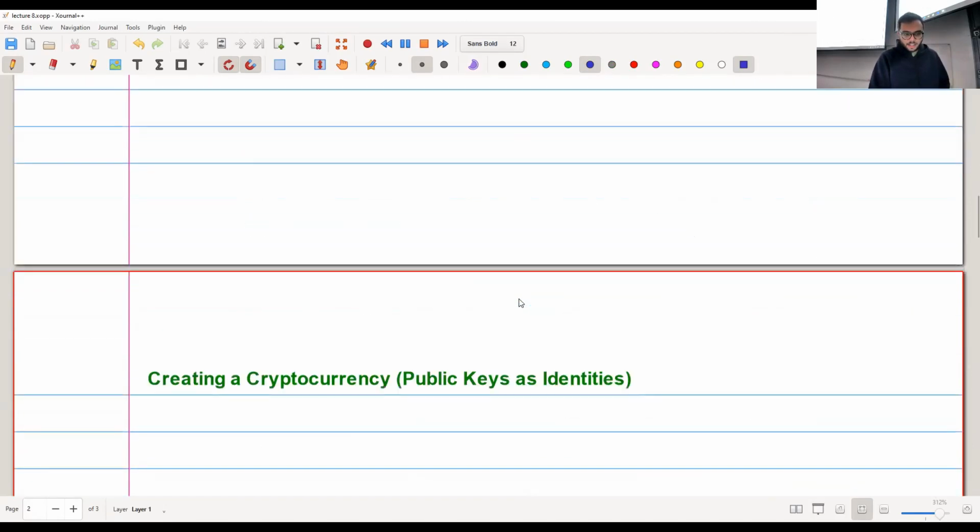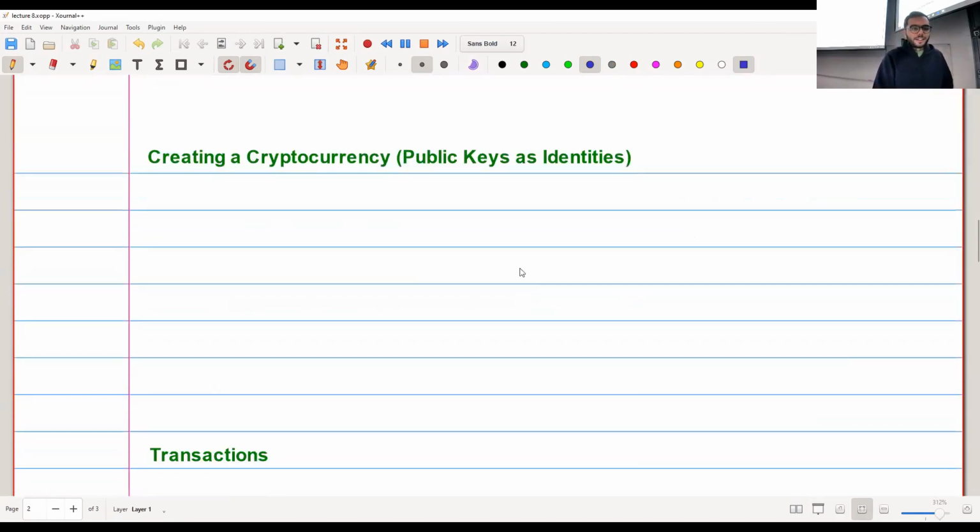Okay, but now let's finally get to the main topic of this course, and let's try to create a cryptocurrency. So everything we said until this point was how do you send messages? How do you make sure a message came from a particular person? How do you make sure something is not changed? How do I actually create a currency using this?